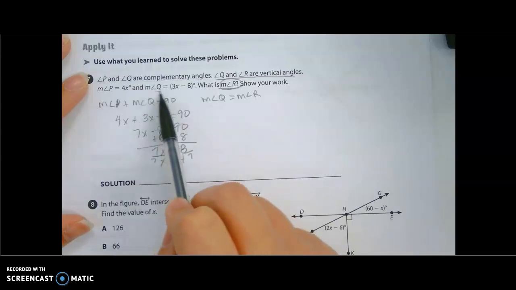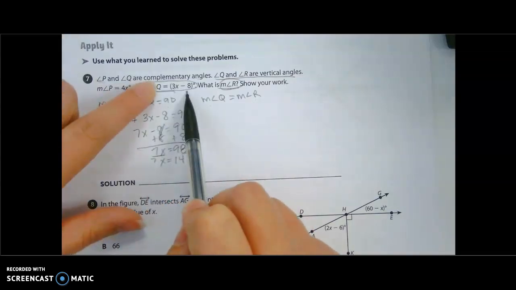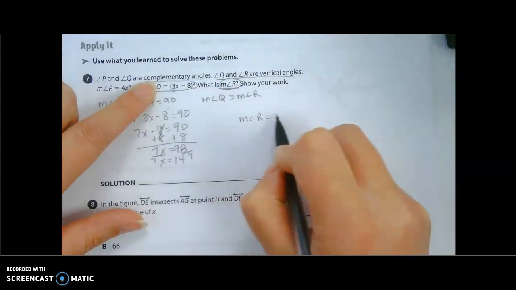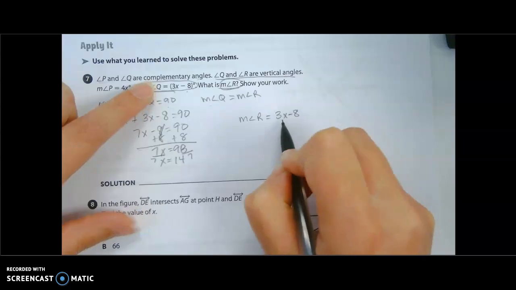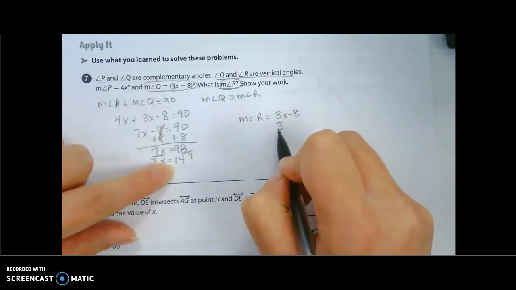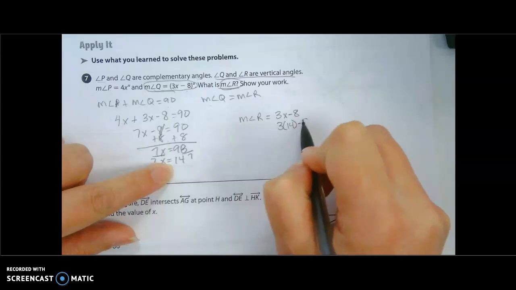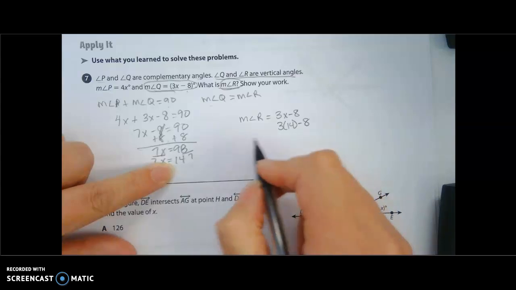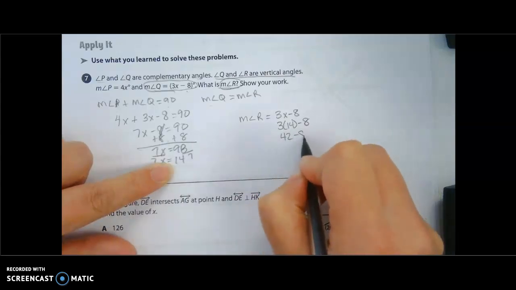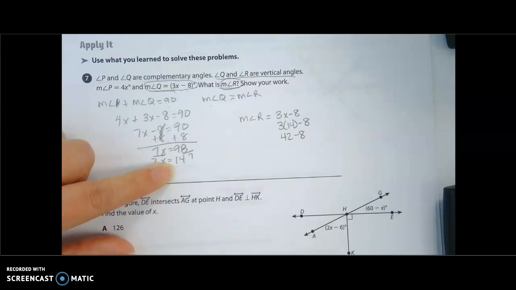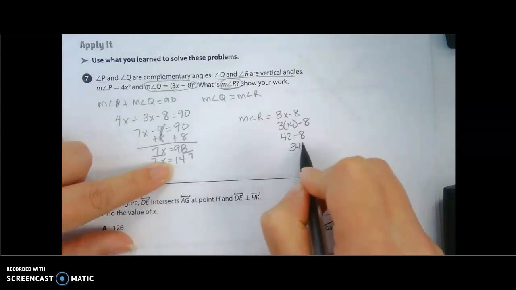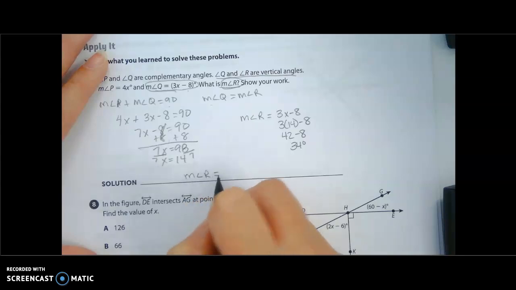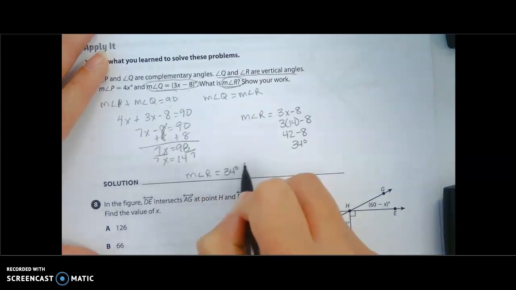So I'm going to go back up here to Q. Q is 3x minus 8. So I know that the measure of angle R equals 3x minus 8. I know that x is 14. So now I have 3 times 14 minus 8. 3 times 14 is 42. So 42 minus 8, subtract 8 and we get 34 degrees. So our solution is that the measure of angle R equals 34 degrees.